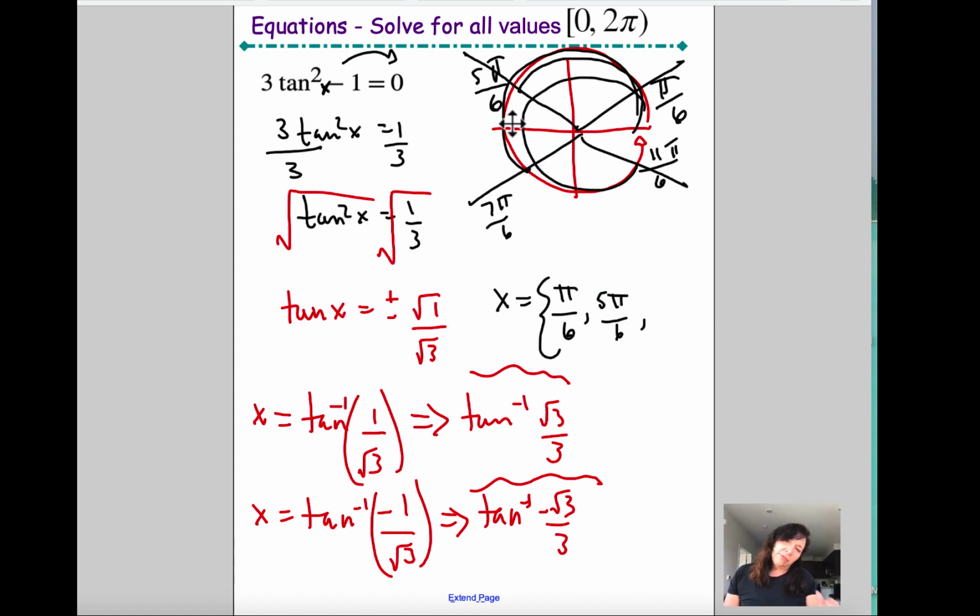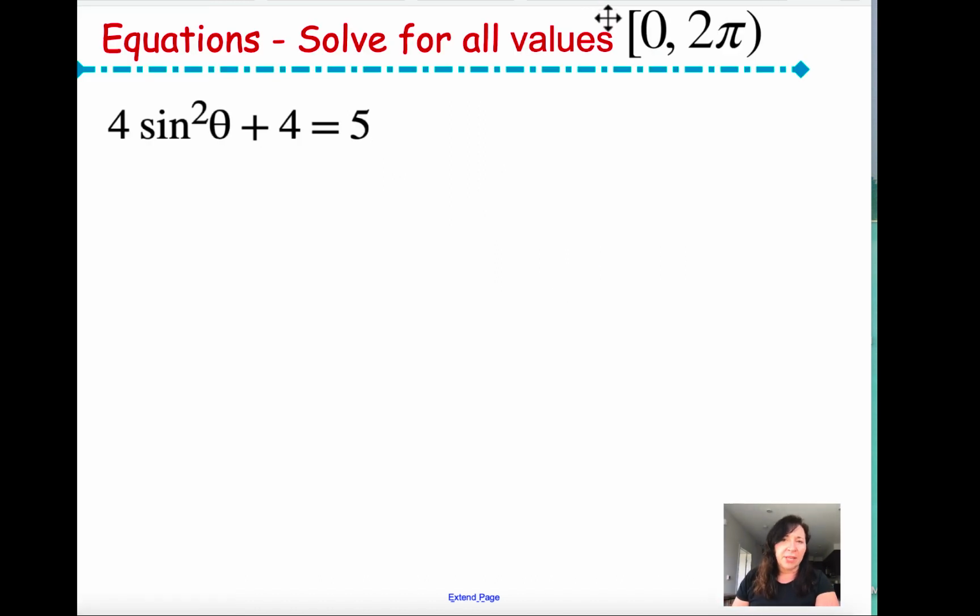This one is 180 plus 30, that's 210. Or you'd say 7 pi over 6. And also last is 11 pi over 6, which is 330. Okay, cool. For this problem here, solve for all values 0 to 2 pi.